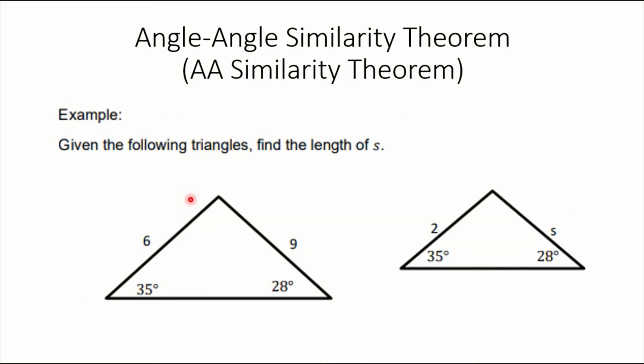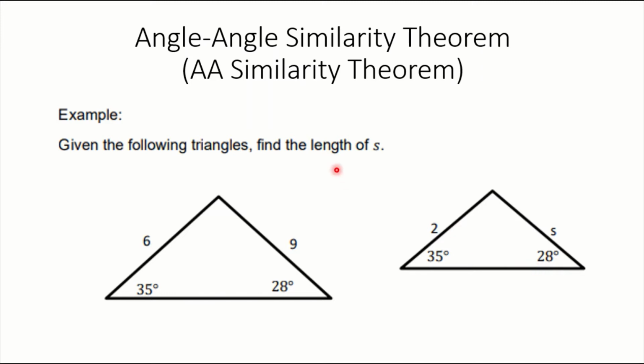The first one is the angle-angle similarity theorem, or AA similarity theorem. For example, given the following triangles, find the length of S. So we have here the left triangle and the right triangle. So, meron tayong given dito na 35 degrees and 28 degrees. We have also here 35 degrees and 28 degrees. Therefore, it satisfies that the two triangles are similar by angle-angle similarity theorem.